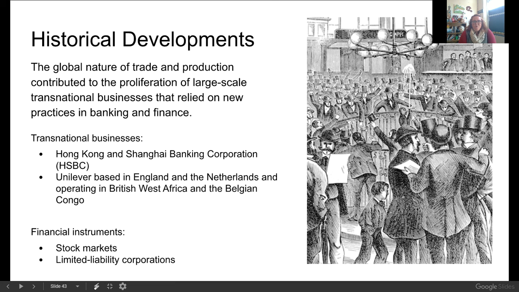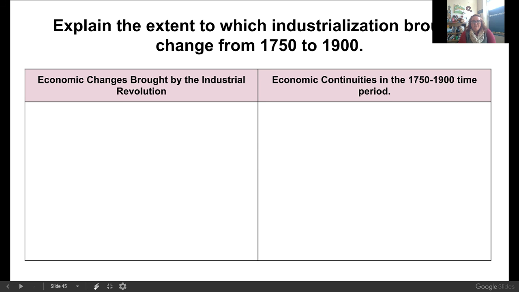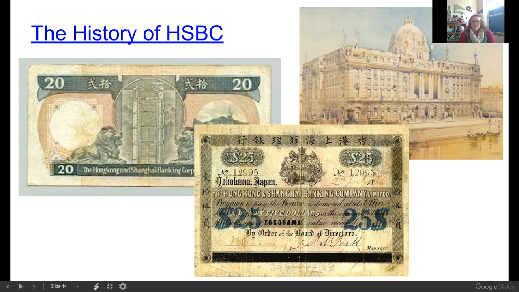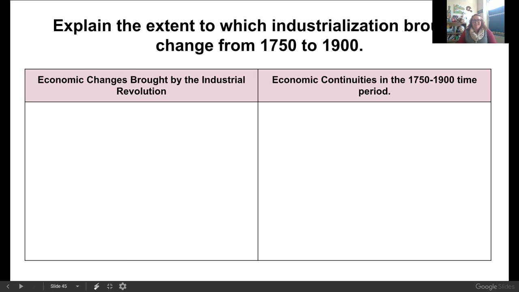Okay, so what do things look like elsewhere in the world? Well, we're going to talk about the history of the HSBC in class. So this is the Bank of Shanghai. We'll talk about it in class.